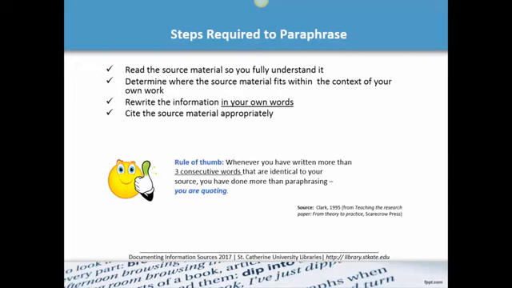A good rule of thumb that I've come across when researching paraphrasing is this. Whenever you have written more than 3 words that are identical to your source, you have done more than paraphrasing. You are quoting. In other words, a paraphrase can have up to 3 words that are the same as your source. Any more than that, and you should put the information in quotation marks and include a full citation for the quote with author's date and page number.